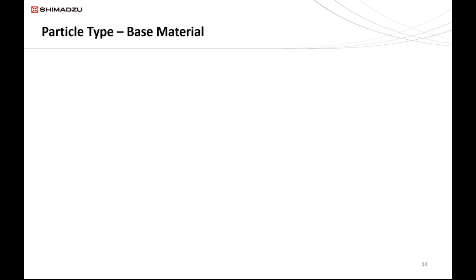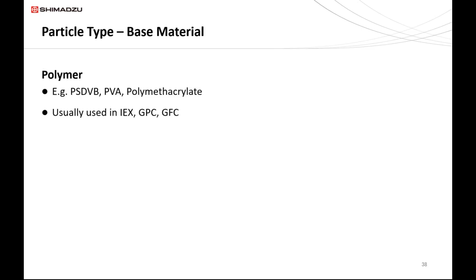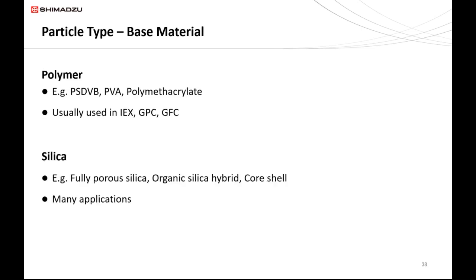There are generally two types of particles that are commonly used in HPLC columns. They are either packed with polymer or silica particles. Polymer particles are more commonly used in columns such as ion exchange, gel permeation, and gel filtration columns. Silica-based columns, on the other hand, are much more widely used and are involved in many applications. In this presentation, we will only be focusing on the silica particle C18 columns.